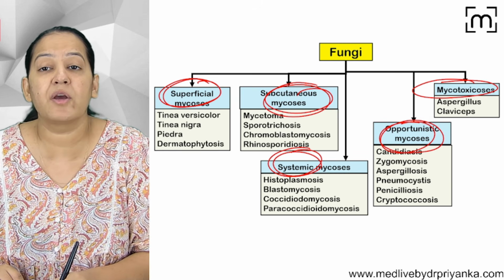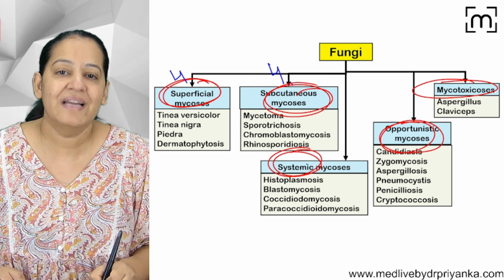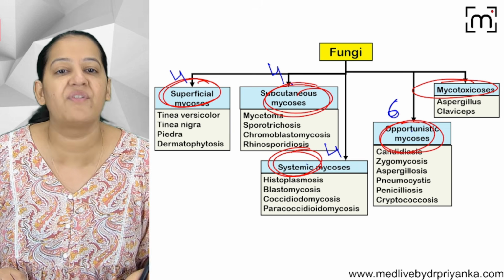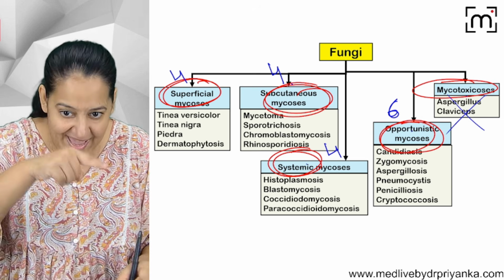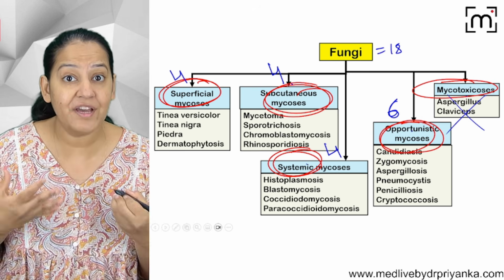In superficial mycosis, there are 4 fungus. In subcutaneous also, there are 4 fungus. In systemic also, there are 4 fungus. In opportunistic, there are 6 fungal disorders. And mycotoxicosis is not important. So if you add them, there are a total of 18 fungus in your syllabus. So you should know their names.